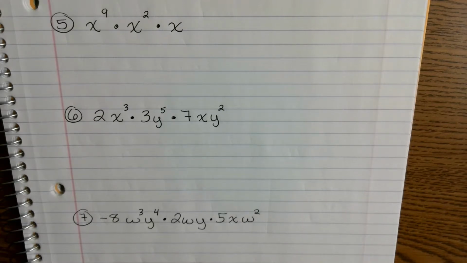All right. There's a lot of discussion going on. That means you guys are ready. Omar, what did you get for problem 5? I got X. X to the 12th power.